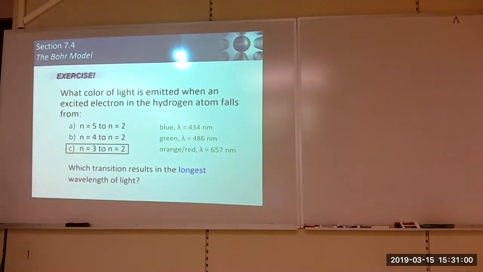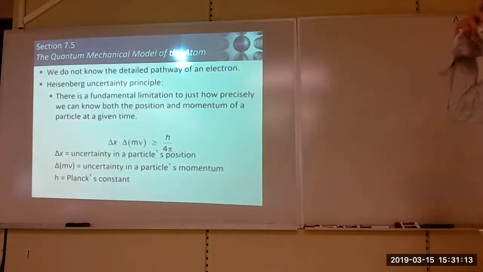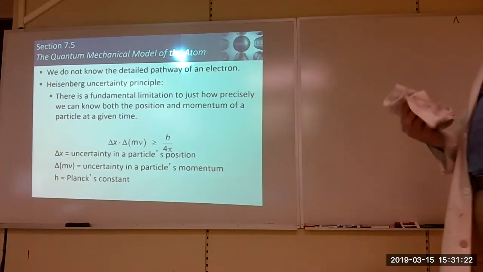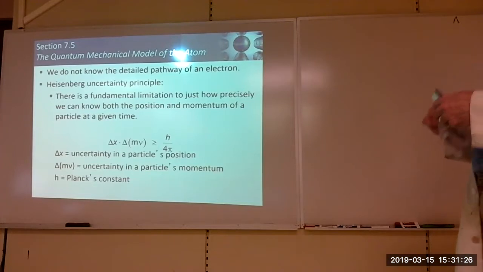The hardest part about this right now is wrapping your head around the convention. Which way is which? Now, why is it that we can't know where the electrons are? Heisenberg explained that in his uncertainty principle.